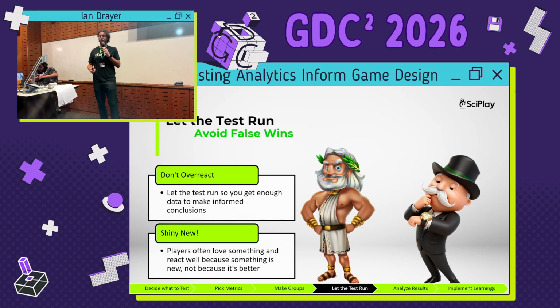And so let the test run even after that shiny new object is presented to the players. See what happens once that shiny new object, that new feature, the new color scheme, the new art scheme is in the game for a little while. See if play behavior returns back to your original baseline, if it stays elevated, or if it goes down for a more long-term pattern.